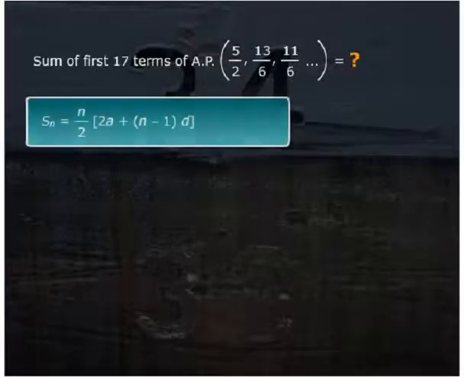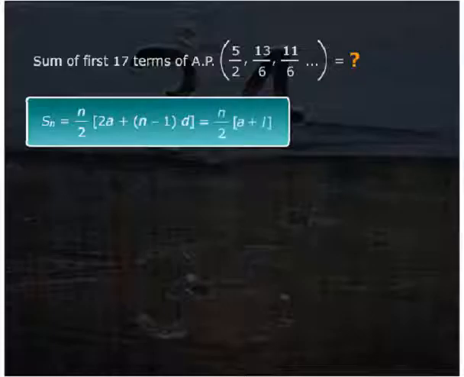So here is the formula. Sn equals n by 2 into 2a plus n minus 1 into d, or n by 2 into a plus l, where l is the last term and a is the first term. Now let me go ahead and prove this formula. Before that, I think it's important for you to understand the equivalence of these formulas.